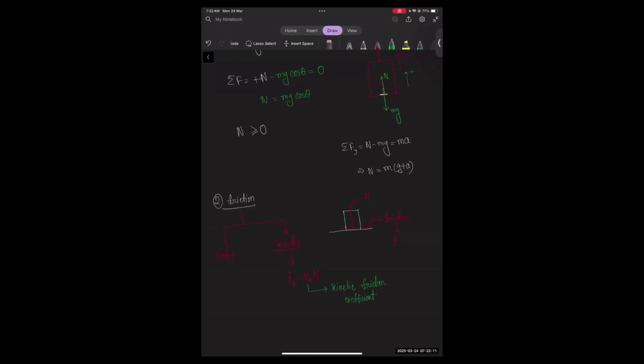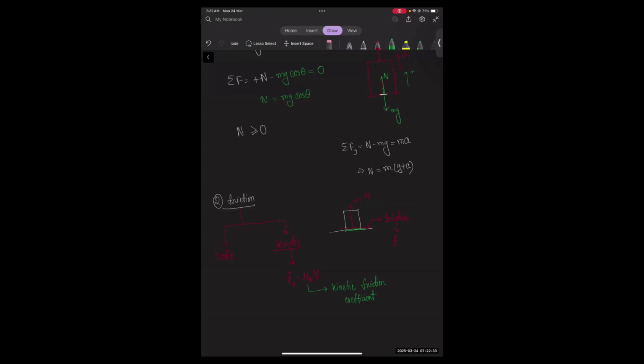This is a constant and it depends on the type of surface. Actually, it depends on both surfaces, because friction force acts between the surfaces of two bodies. Normal force and friction force are both contact forces. Where do they act? They act where two surfaces are in contact. So you need to have contact between two surfaces.